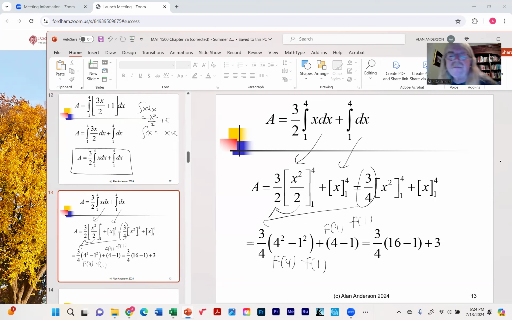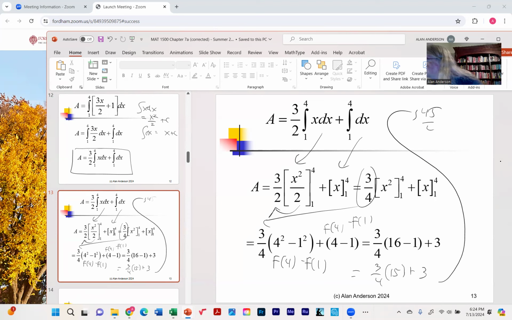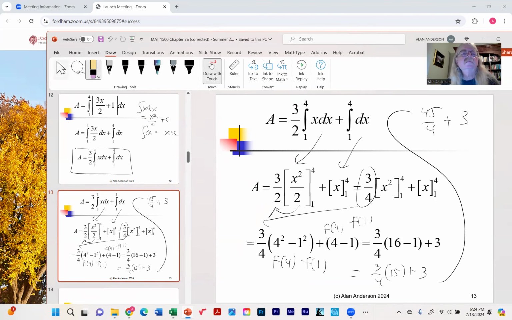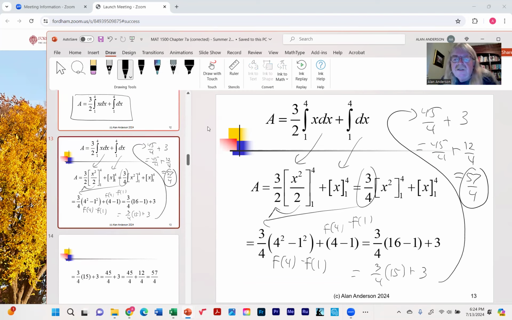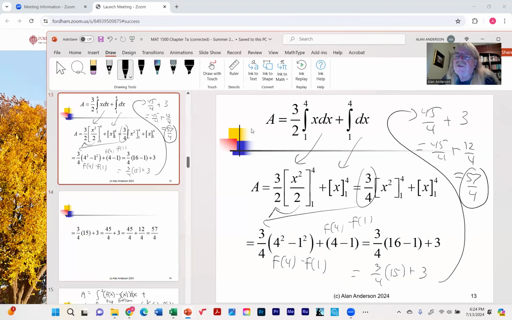Anyway, so when you do all the algebra, you'll see that you end up with 3/4 of 16 minus 1 plus 3. So you end up with 45 over 4 plus 3. Now, of course, we need a common denominator, which will be 4. And our final result is 57/4. So that wasn't too painful. It's just a question of setting it up correctly.